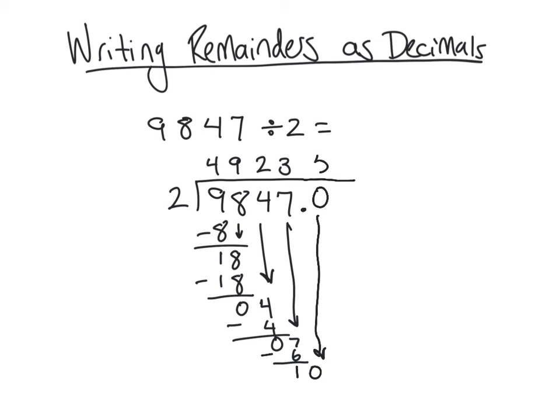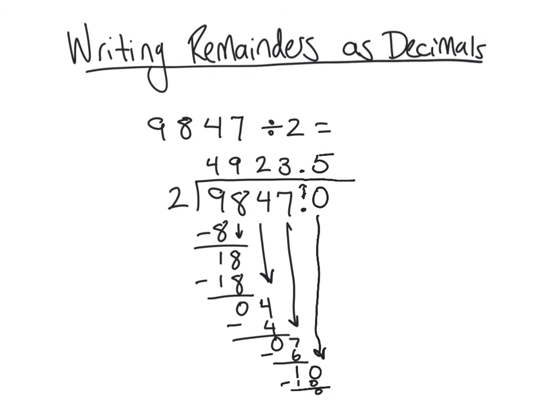It goes in 5 times, and it goes in exactly 5 times, and so I'm left with a remainder of 0 down here. But I can't forget that because I put my decimal in my dividend, I need to make sure that that decimal point is brought up into my quotient.